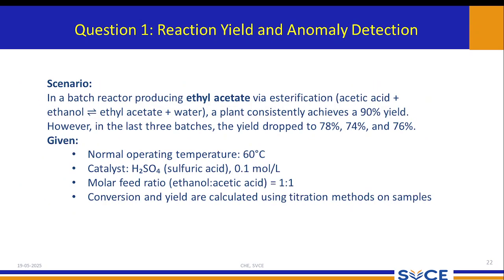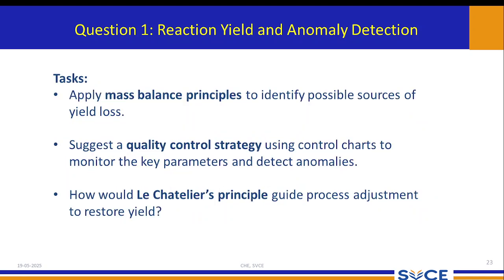Coming to the examples, they have given a condition where the yield has been reduced between 78%, 94%, and 76% from 90%, as I told you in the last class. The task is to apply mass balance principles to identify the possible sources of yield loss, and then suggest a quality control strategy using control charts to monitor the key parameters and detect anomalies, and also, based on domain knowledge, how the Le Chatelier principle guides process adjustment to restore the yield.